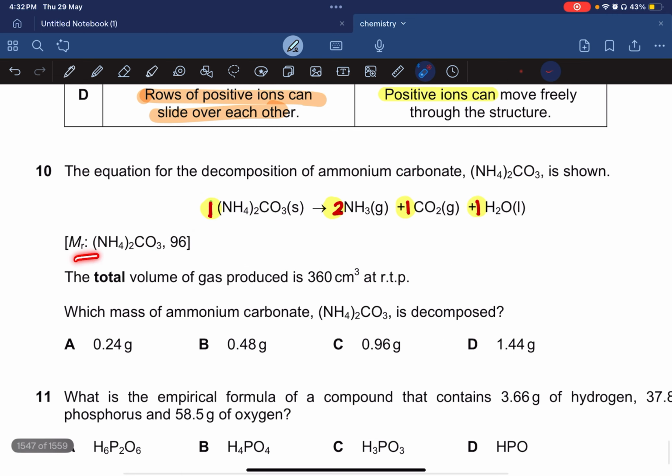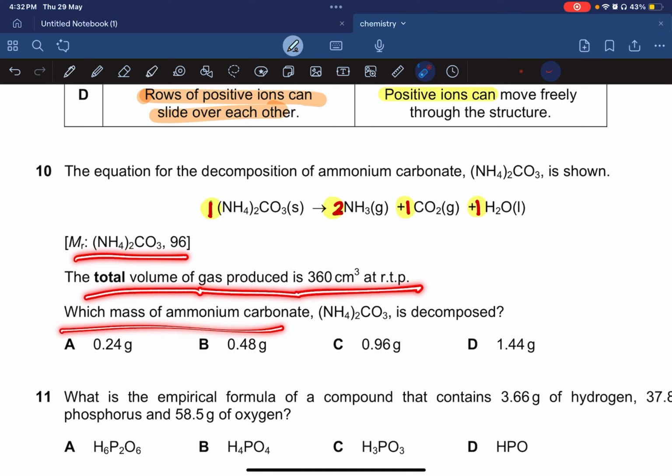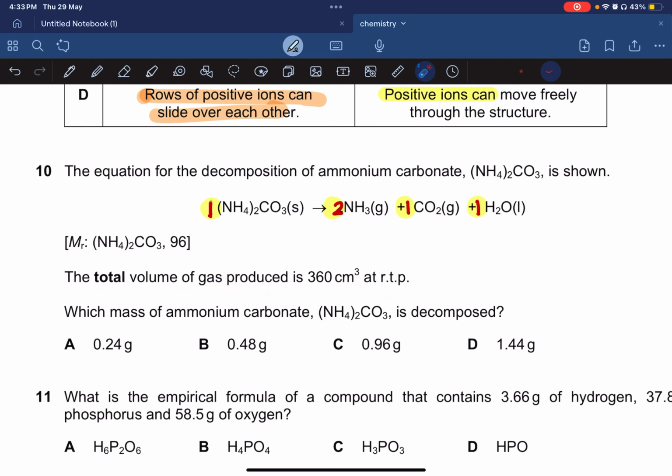We're given the Mr of ammonium carbonate. The total volume of the gas produced is 360 cm cube at RTP. Which mass of ammonium carbonate is decomposed? Now they have given us the volume of gas, and we know that 2 gases are forming. One is this ammonia gas and the second is carbon dioxide gas. So let's check what we can do. One thing I know for sure is my mole ratio and my volume ratio is the same. You're going to get it in 1 minute.